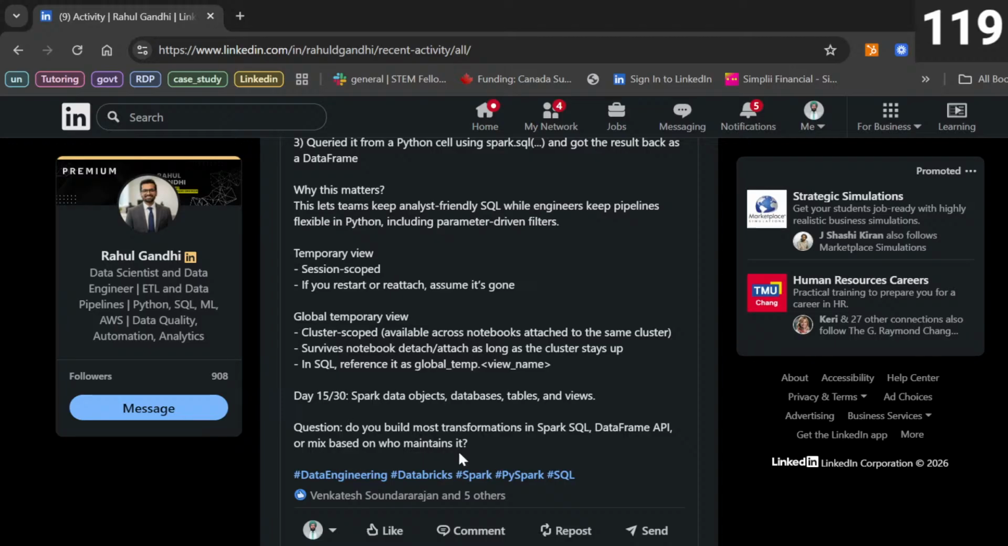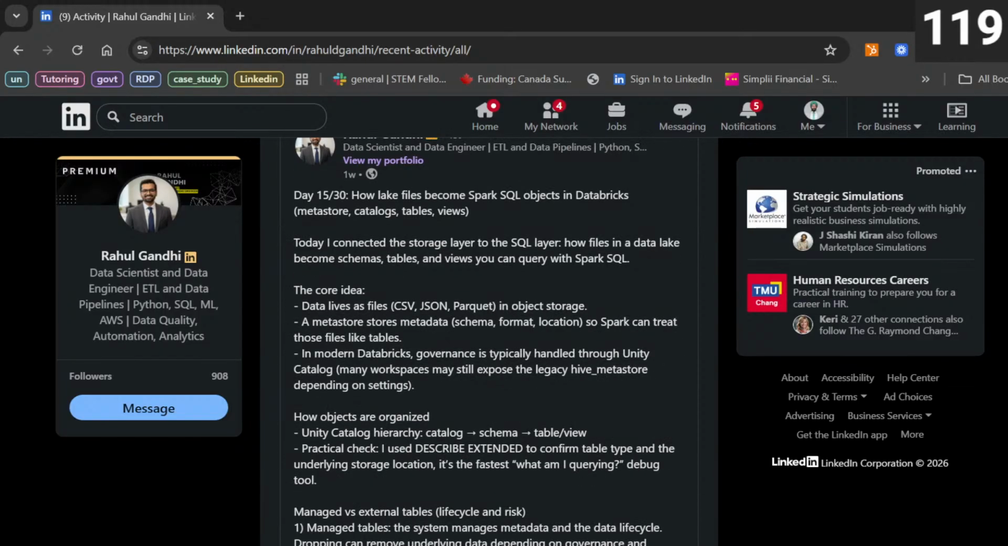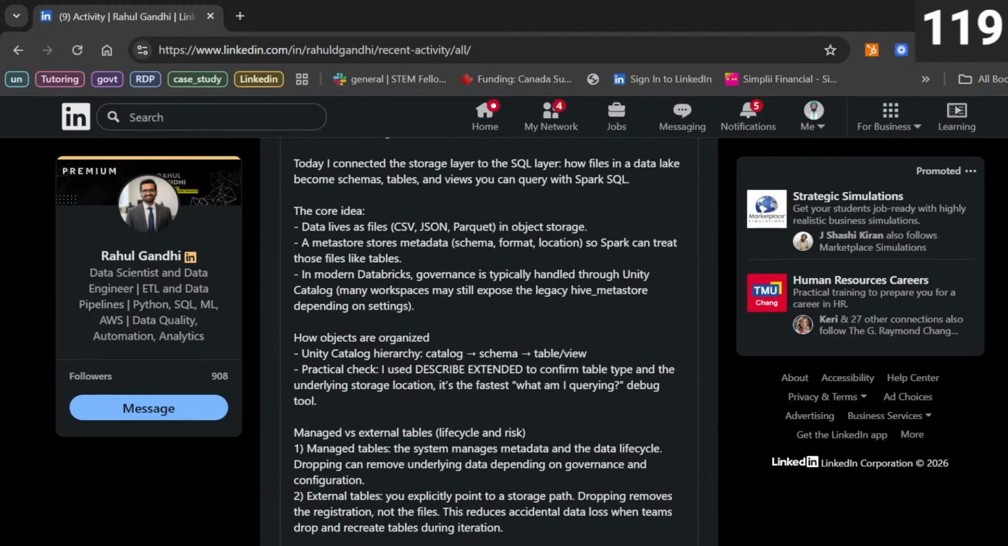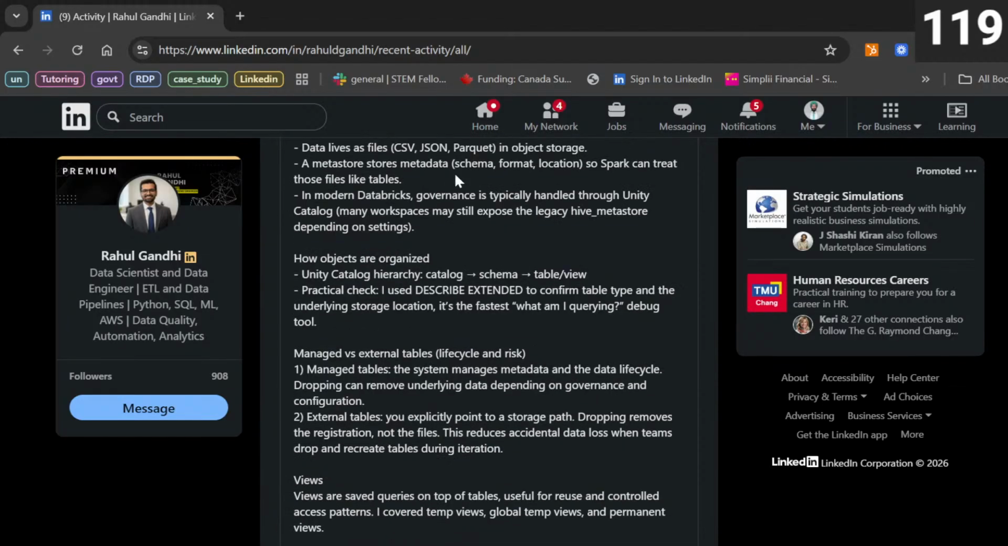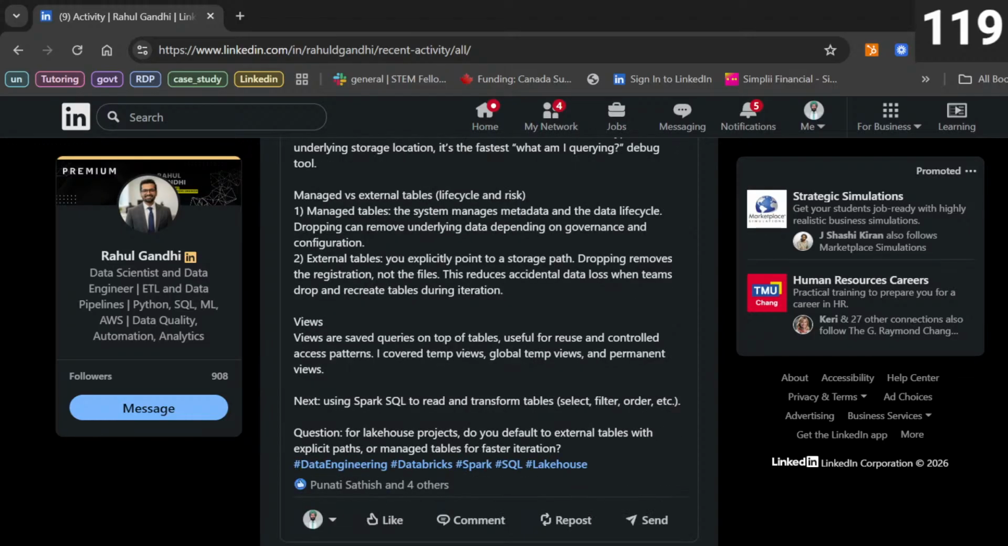Global temp views have cluster scope. Okay. How data lakes become Spark tables in Databricks. Connecting storage to the SQL layer: how files in a data lake become schemas, tables, and views. Data is files in object storage. The metastore stores metadata so Spark can treat those files like tables. Modern Databricks governance is typically handled through Unity Catalog. Unity Catalog hierarchy: catalog, schema, table, view. Use USE, DESCRIBE EXTENDED to confirm table type. Okay. Managed tables: the system manages metadata and the data lifecycle.